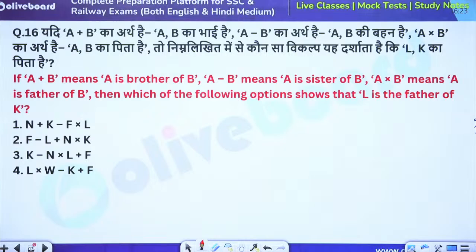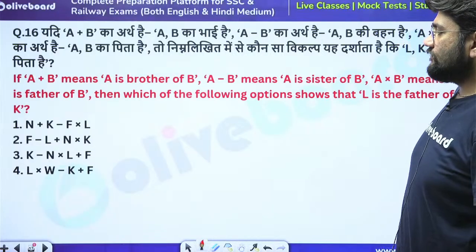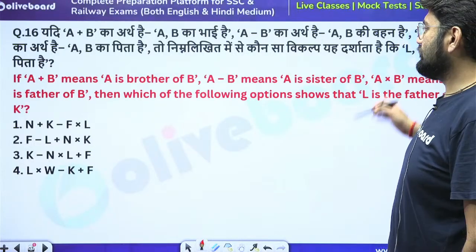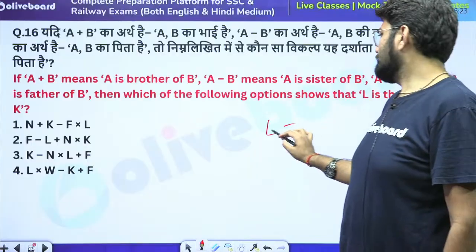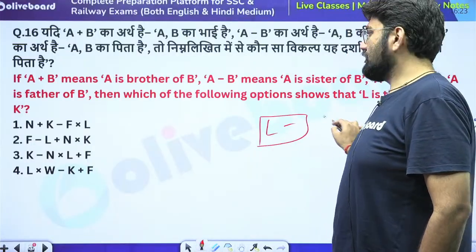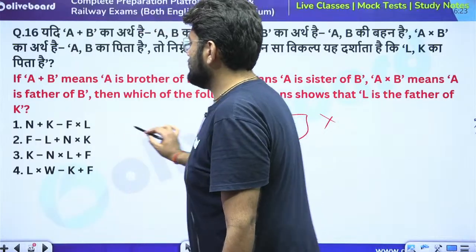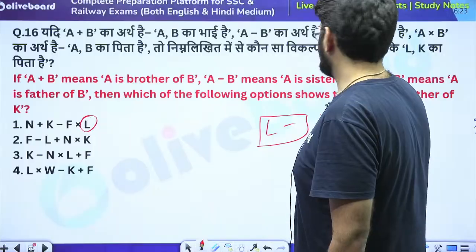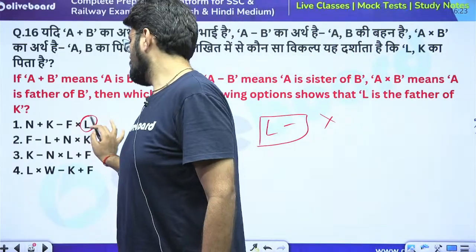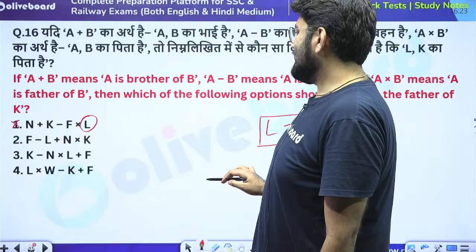Next, A plus B means this, and which of the following options shows that L is the father of K? L has to be the father of K. Okay, so L cannot be a female. So L cannot have a minus sign after it. Where is L having a minus sign after it? Nowhere. Okay, but we don't know the gender of L here in the end, do we? Cross means father. So F is the father of L. We don't know the gender of L, so this is definitely not going to be our answer. And we need L and K.